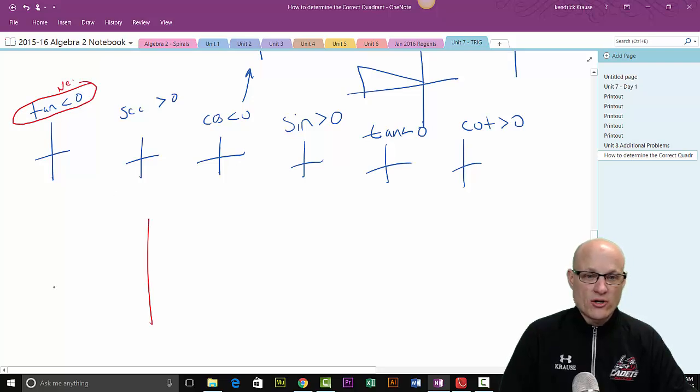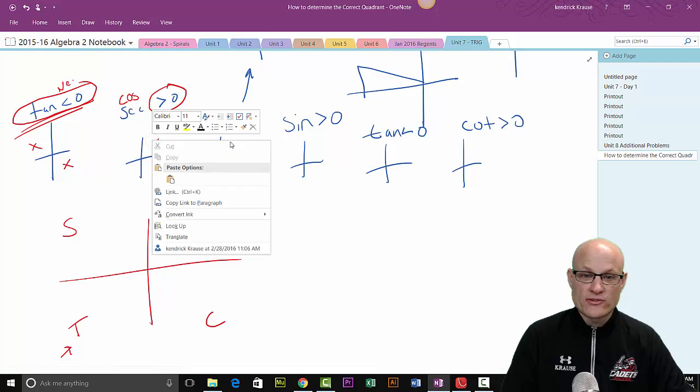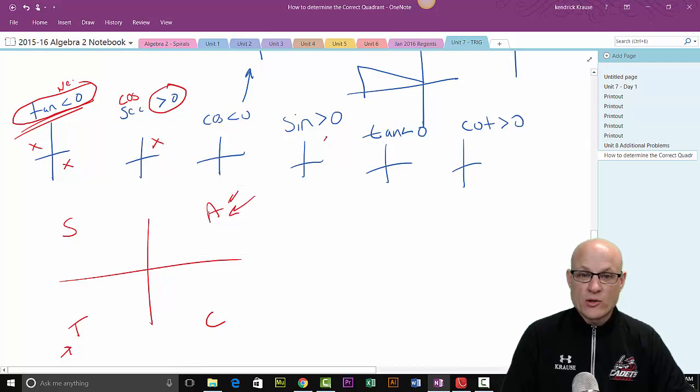So we'll go back to all students take calculus: sine, tangent, cosine. So tangent negative. Well, tangent's positive down here, and tangent's positive here. So tangent would be negative here and here. Secant, don't know about secant. I know about cosine. Cosine is positive. Everything's positive here. So as soon as it's positive, we're going here. So all the ones that say positive, we know we got to be in the first quadrant.